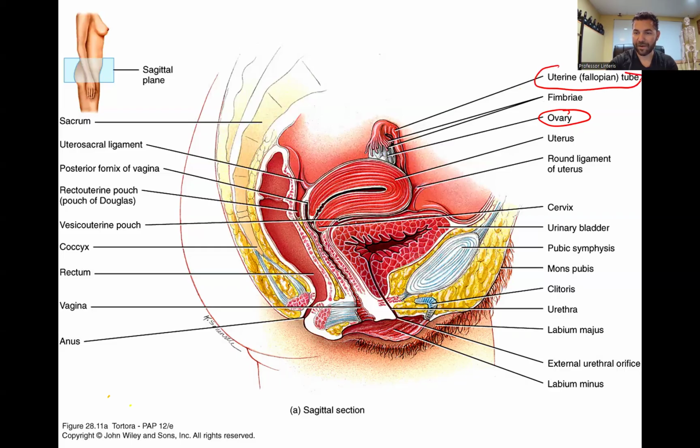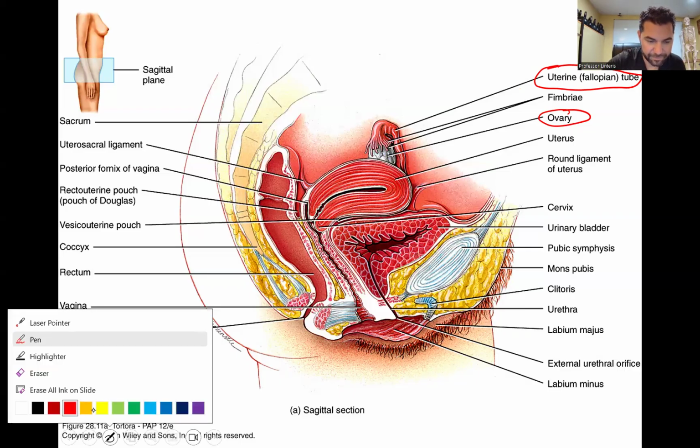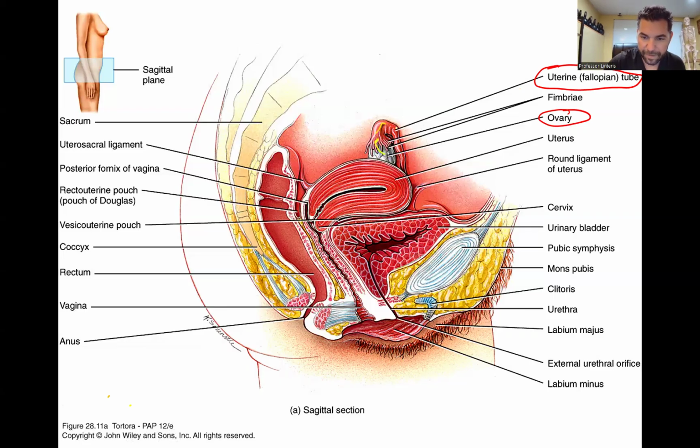it travels down the fallopian tube. The fallopian tube is also known as the uterine tube. Either term is fine for me. And it will travel down out here, down that fallopian tube, into the uterus.